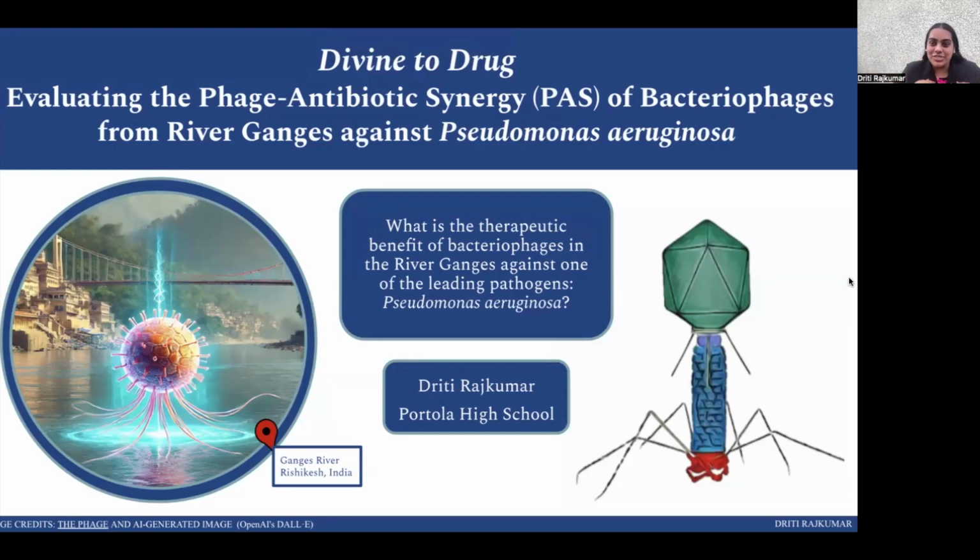Hello, everyone. My name is Driti Rajkumar, and I'm a junior at Portola High School here in Irvine, California. My project is all about evaluating the phage antibiotic synergy of bacteriophages from River Ganges against Pseudomonas aeruginosa infections. So let's get into it.